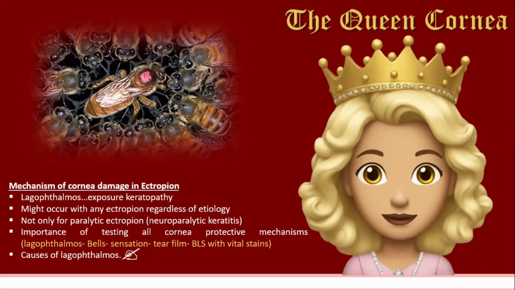Please do your own work and try to think about the causes of lagophthalmos in general. Ectropion or paralytic ectropion is not the only cause for lagophthalmos. Can you mention another cause for lagophthalmos, for example, right now? Facial nerve palsy will cause it. Other than facial nerve palsy, I said. One of the important causes is ectropion in general, especially paralytic due to facial nerve palsy. But we have other causes for lagophthalmos.